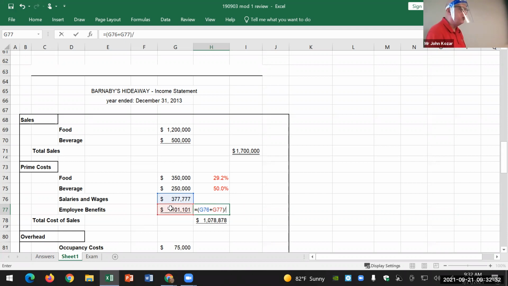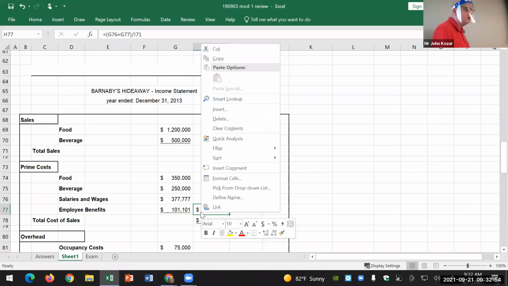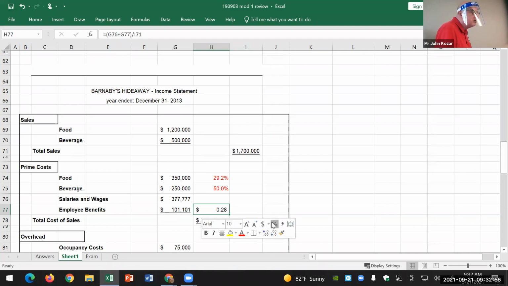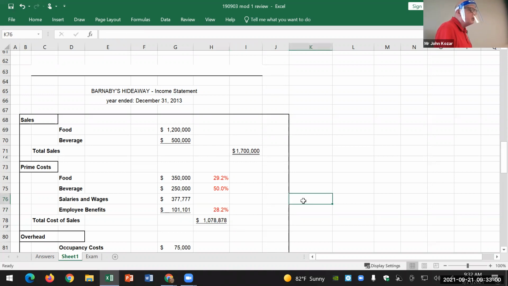And then divided by what? The what? Total sales, okay, of 1.7 million. Make sure you go up and compare it to sales, because I've seen a lot of students compare it to total costs, and that doesn't have anything to do with it. The labor cost percent is 28.2%.